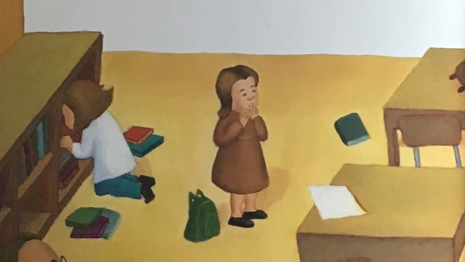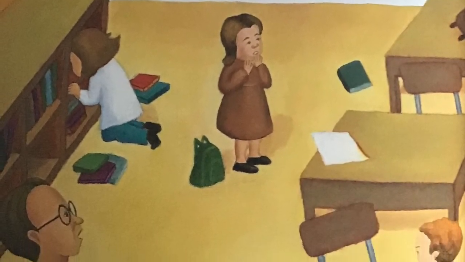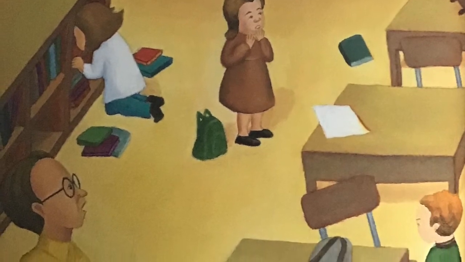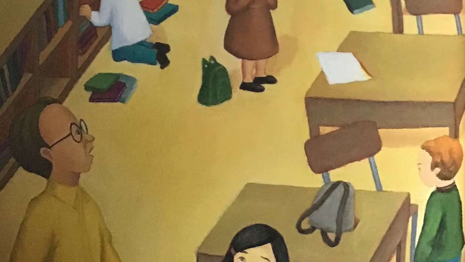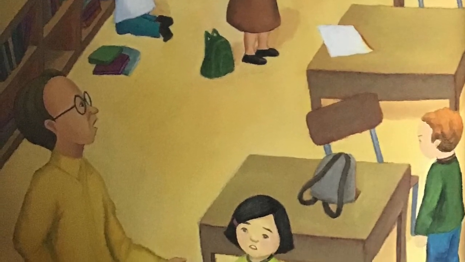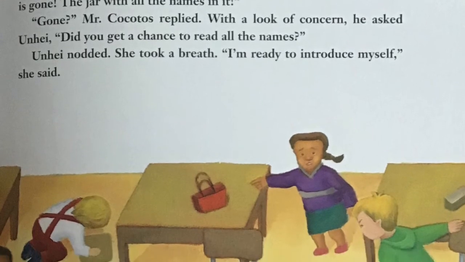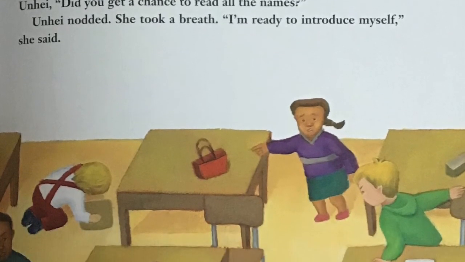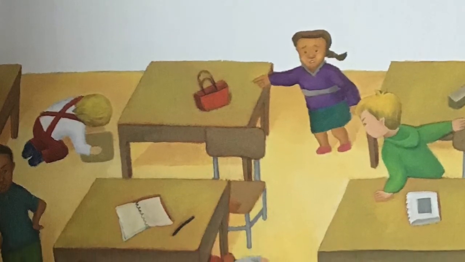"Where's your name jar?" Ralph asked as soon as he saw it was gone. "I don't know," Yunhei said. "It wasn't on Mr. Kokotos's desk or on any other desk, and it wasn't on the counters or any of the shelves." As the other kids arrived, they helped look. Soon, Mr. Kokotos came in and Ralph shouted at him, "The name jar is gone! The jar with all the names in it!"